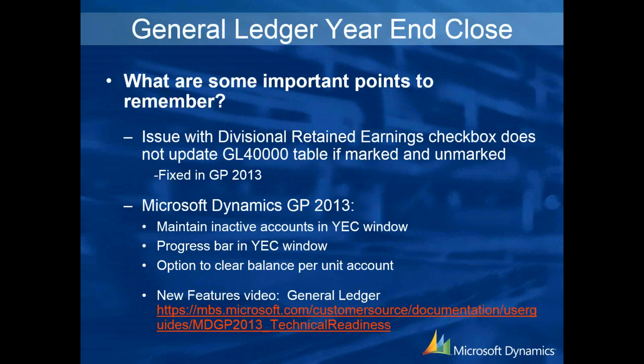There are some important points to remember. There's an issue with the divisional retained earnings checkbox. It will not update the GL 40,000 table if marked and then unmarked. It is fixed in GP 2013, though. So if you're on 2010 or prior, there is an issue with that in Microsoft Dynamics, and the way around that is we can go into SQL and validate which way it's showing, whether it's marked or unmarked. So if you're unsure and you'd like us to check, please let us know.